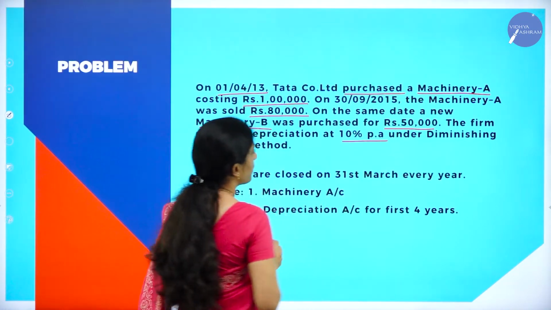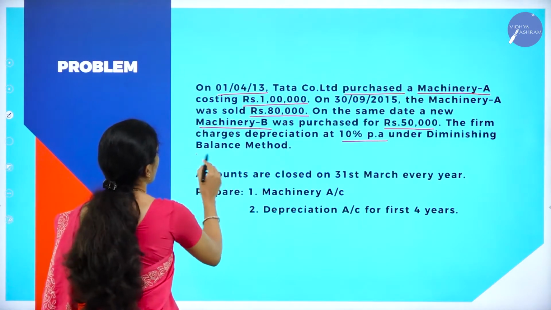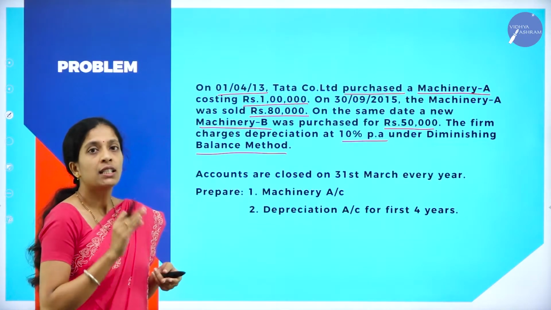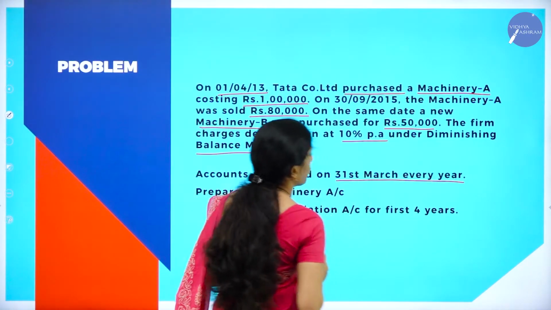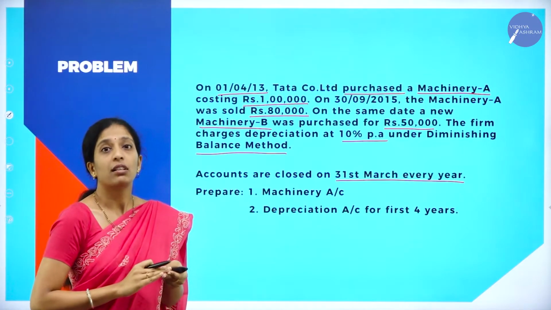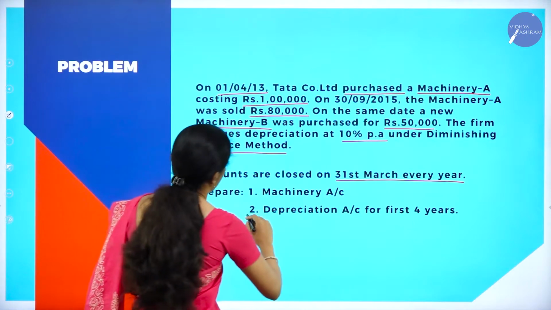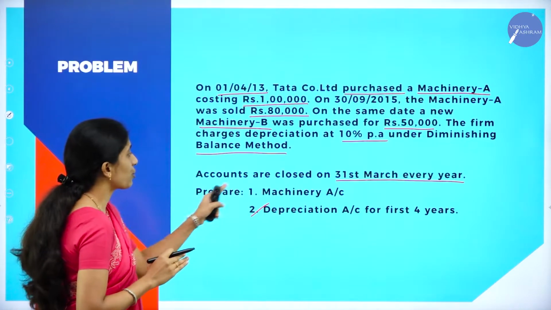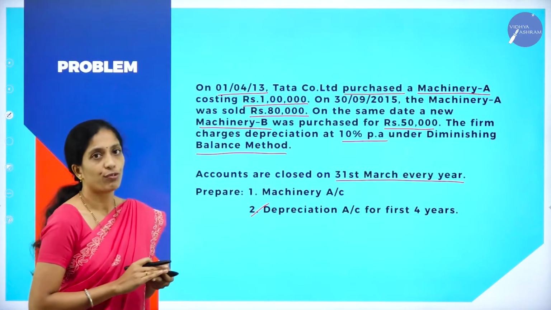The firm charges depreciation at 10% per annum. So what is the percentage of depreciation? That is 10% under diminishing balance method. They are going to charge the depreciation under diminishing balance method. Accounts are closed on 31st March every year. Prepare machinery account and depreciation account for the first 4 years. So they have clearly asked us to prepare machinery account and depreciation account for the first 4 years.